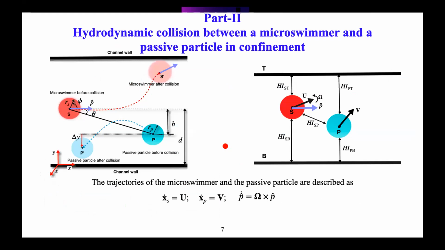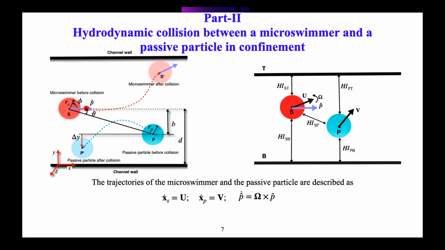So now we'll move on to the second part, where we have looked at the hydrodynamic collision between a microswimmer and a passive particle in confinement. So basically, we wanted to see how different the dynamics of a microswimmer would be if it is in the presence of a passive particle. A passive particle would refer to a particle which cannot move on its own, unlike a microswimmer, which is an active particle.